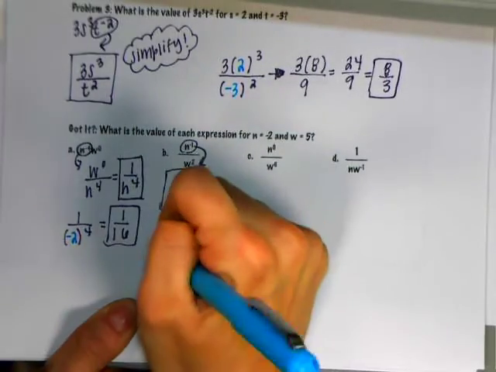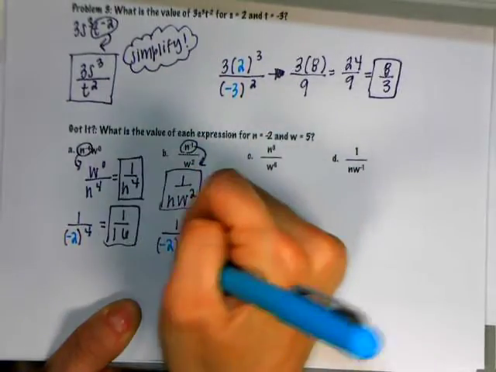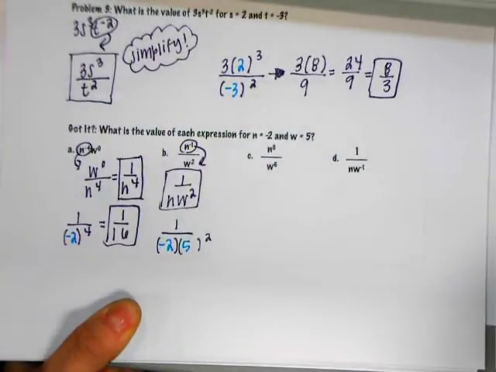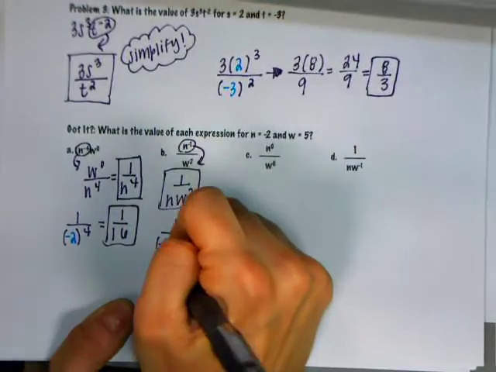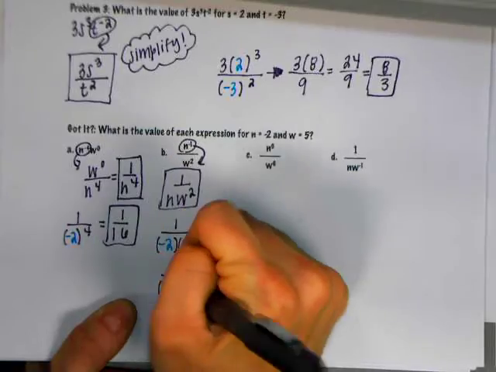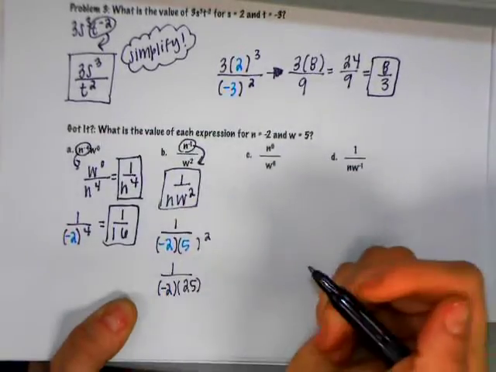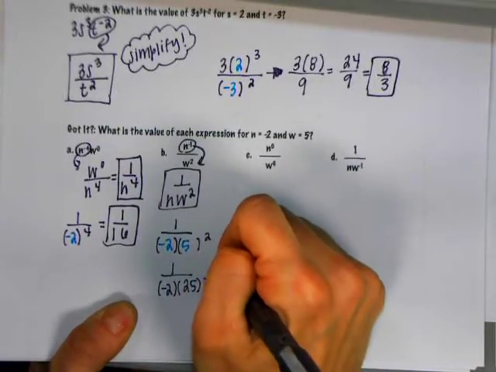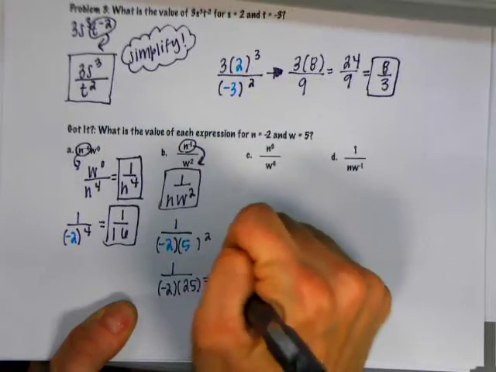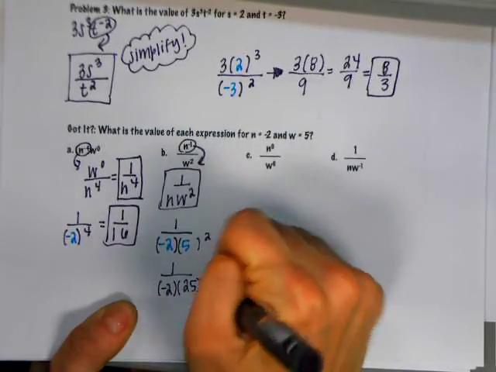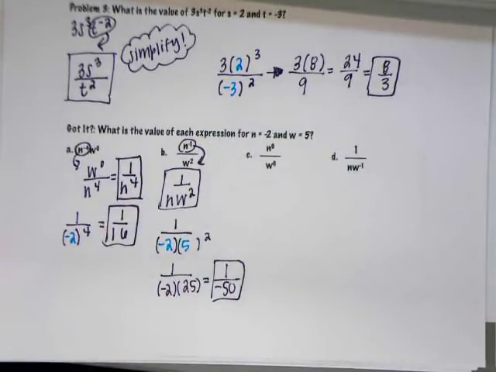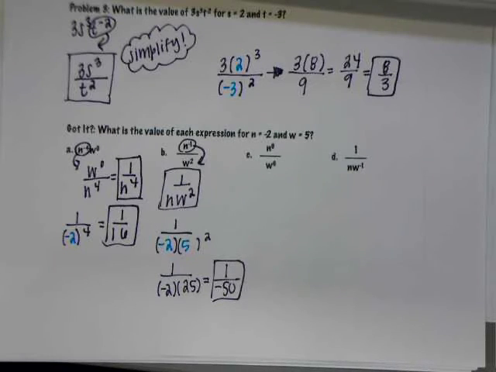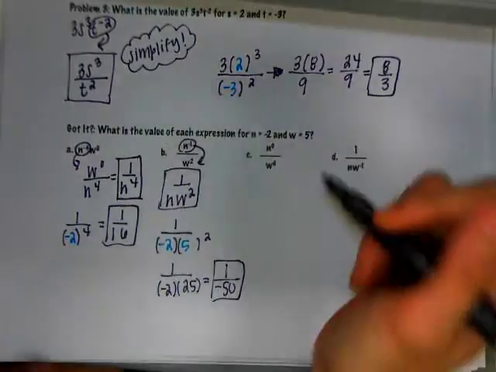N is negative 2. W is 5. Okay, so what's 5 squared? 25. And then negative 2 times 25? Negative 50. Yep. I did it like different, but I got the same answer. Like I did W squared, and that's all. Yeah, you go. Okay, what can I simplify on C?